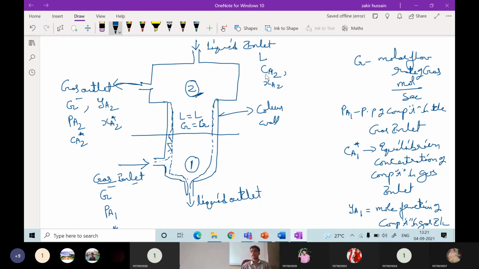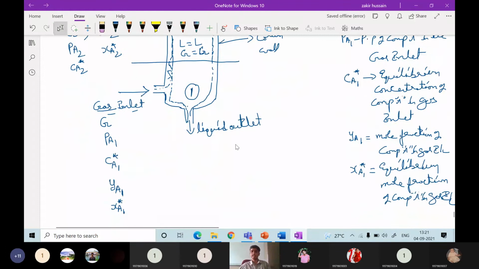Then the equilibrium partial pressure of component A in the liquid inlet, we can write this as PA2 star. Then XA2, the equilibrium mole fraction of component A in the liquid inlet, is YA2 star. Then next, the outlet is similar. L is the same, and the concentration of component A in the liquid outlet is CA, and the bottom variables are 1, so we have to write this as 1. So CA1. Then the equilibrium partial pressure of component A in the liquid outlet is PA1 star. Then the mole fraction of component A in the liquid outlet is XA.